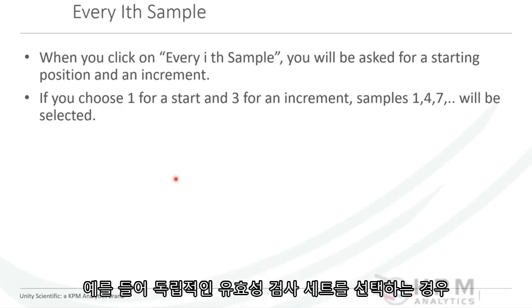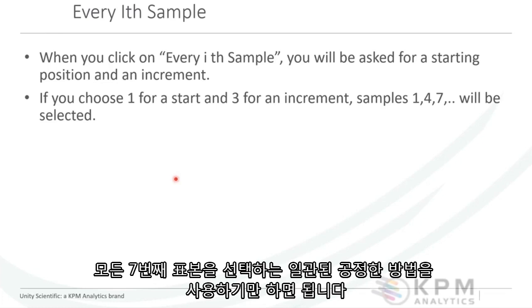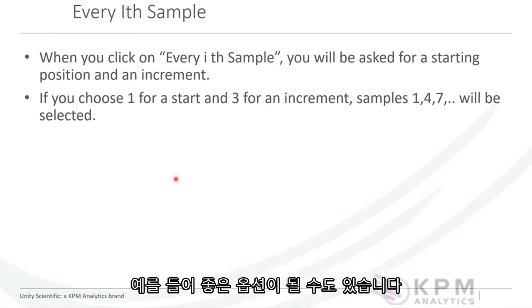If you want to choose an independent validation set, for example, and you just want to have a consistent, impartial way of selecting a validation set, selecting every 7th sample, for example, might be a good option for you.